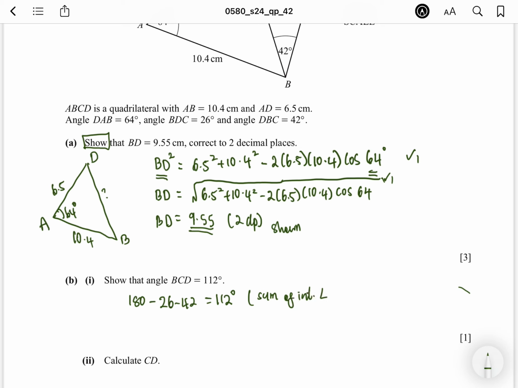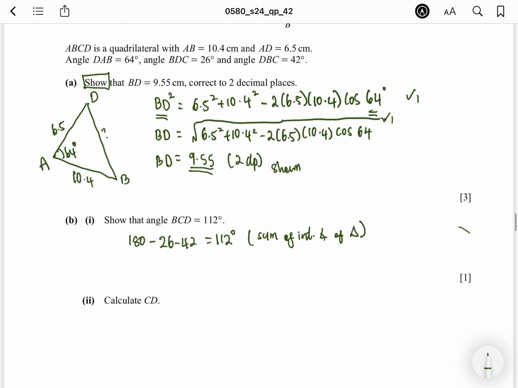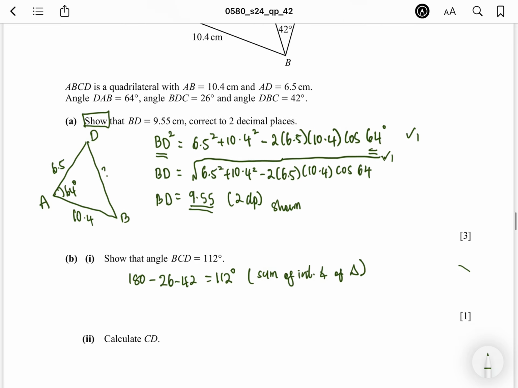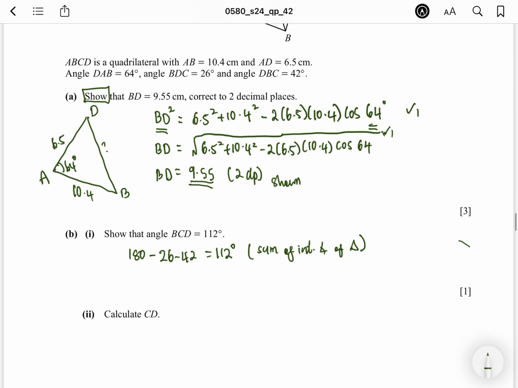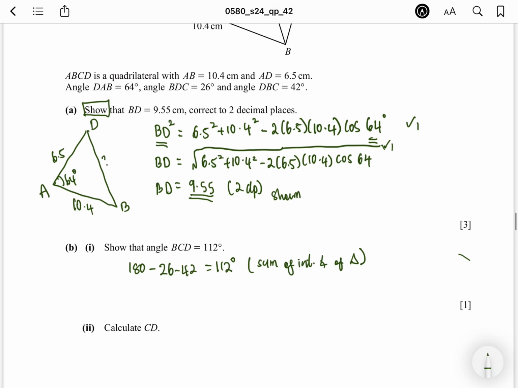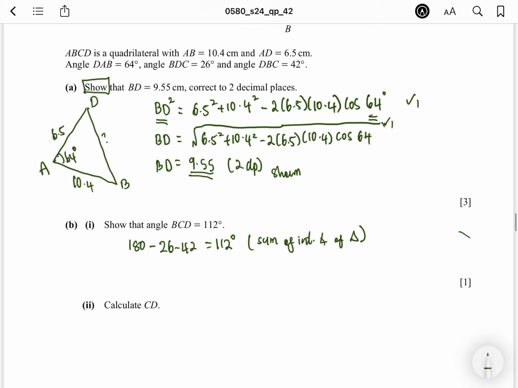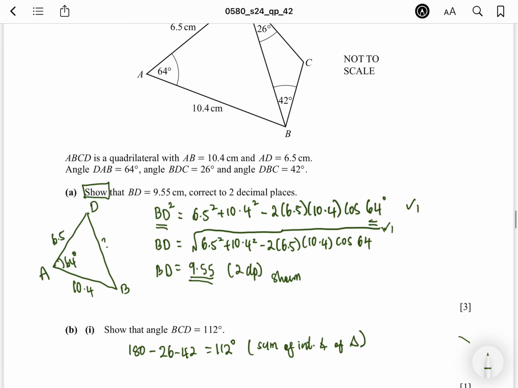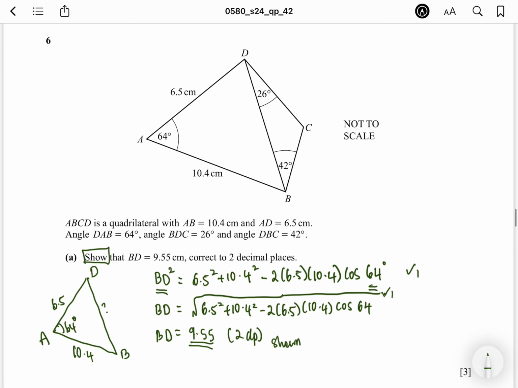To make the examiner impress, you can do it like that. Just a simple one. Every extra effort helps. Okay, simple as that. Next one, calculate CD. Another 3 marks.